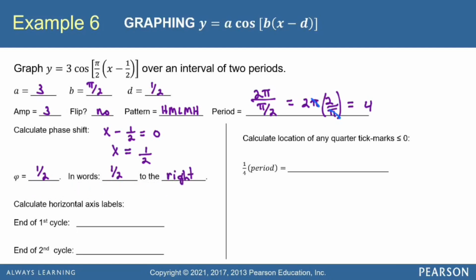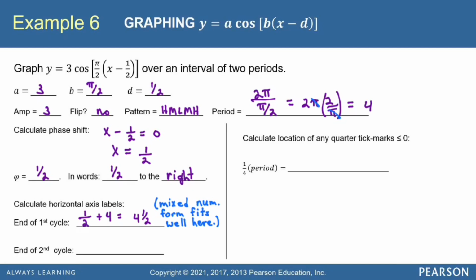Now let's get the labels for the end of each cycle. So the starting point for the first cycle will be the phase shift, so that's 1/2, plus the period, which in this case is 4. Now 1/2 plus 4 is 4.5. Now if pi were involved here, we would not be able to leave this number in mixed number form, but for our purposes, for this example, it's fine to leave this in mixed number form. It works well here because it's just a label on the horizontal axis.